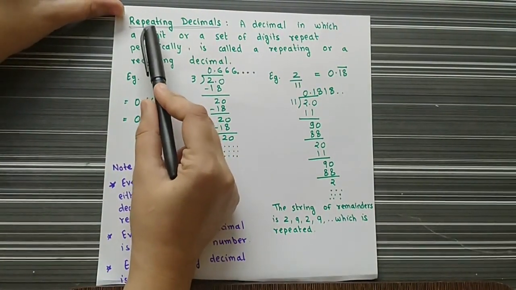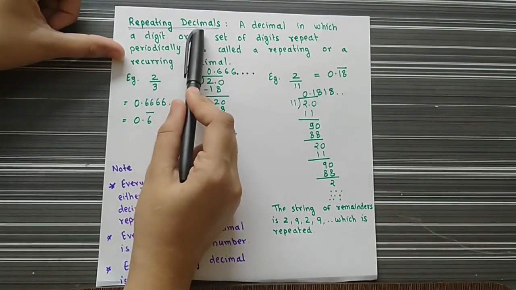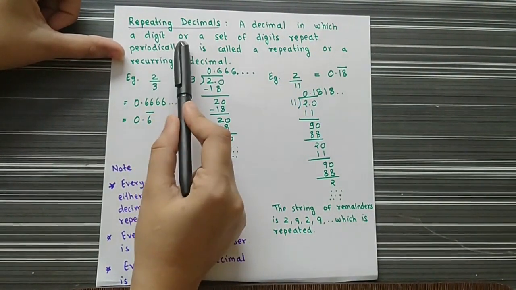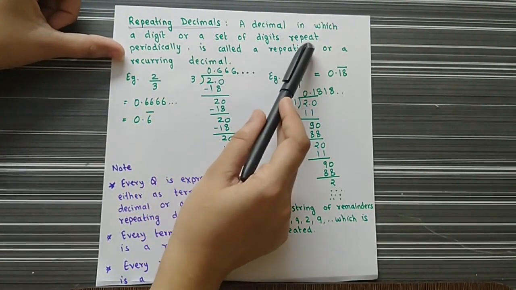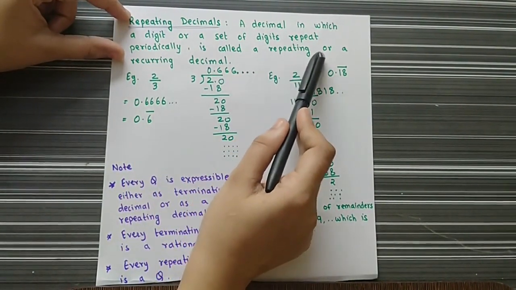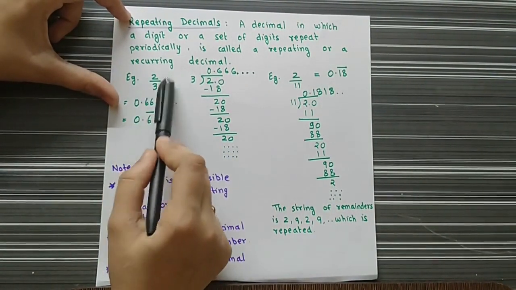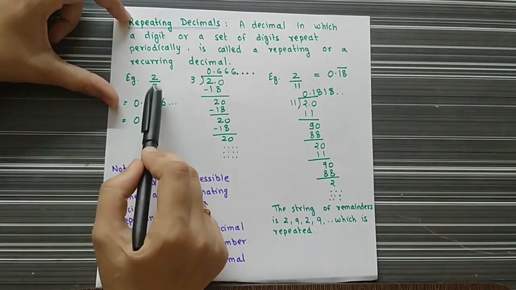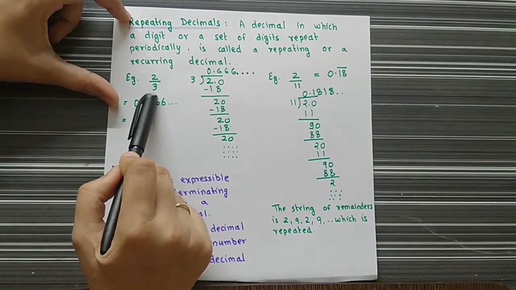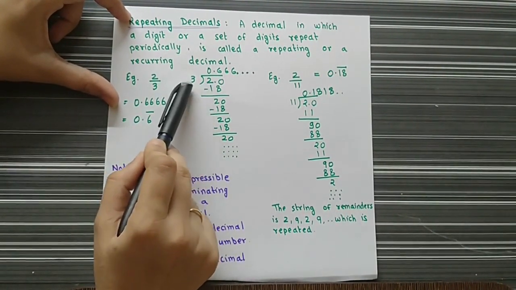Now we will study repeating decimals. What is the definition of a repeating decimal? A decimal in which a digit or a set of digits repeat periodically is called a repeating or recurring decimal. What does it mean? Suppose we are given 2 by 3 and we have to write the decimal expression of 2 by 3. What we will do is divide 2 by 3.